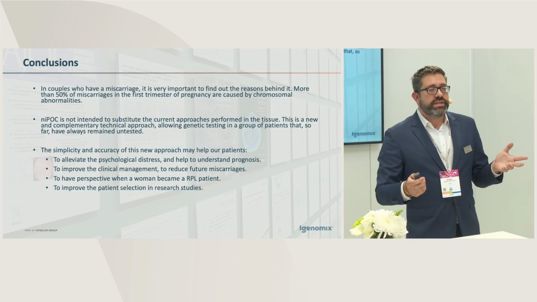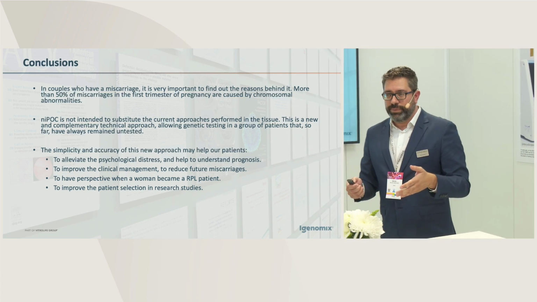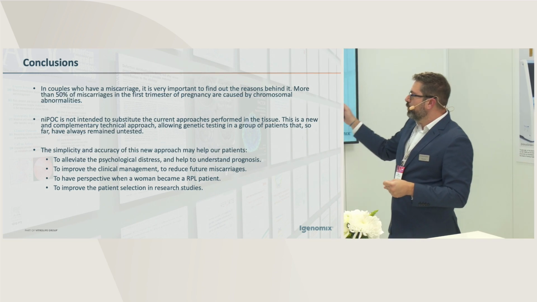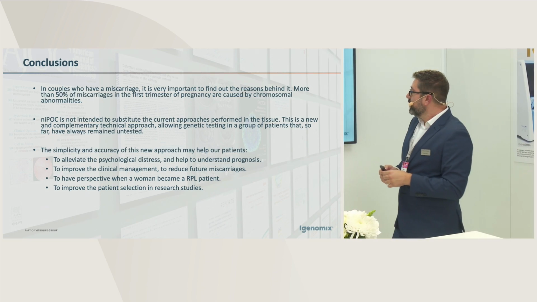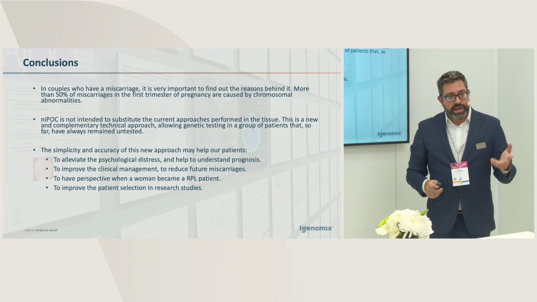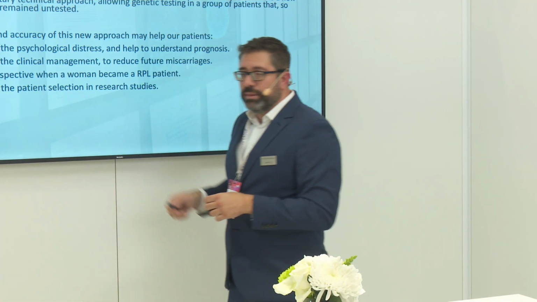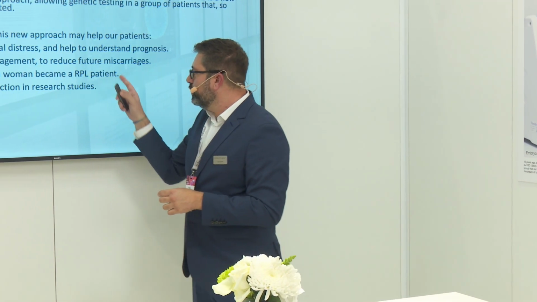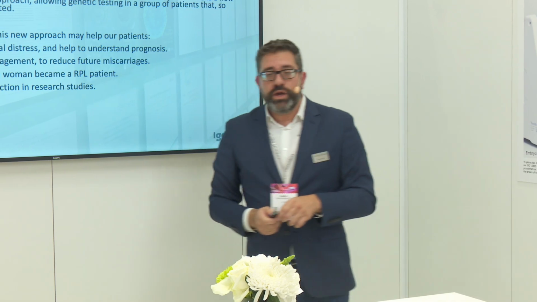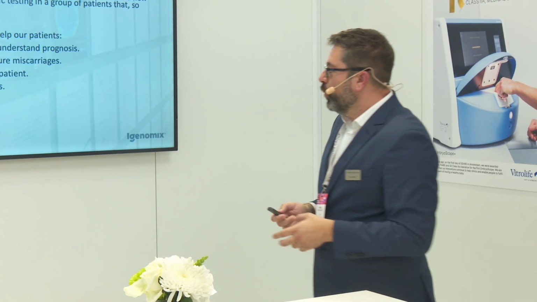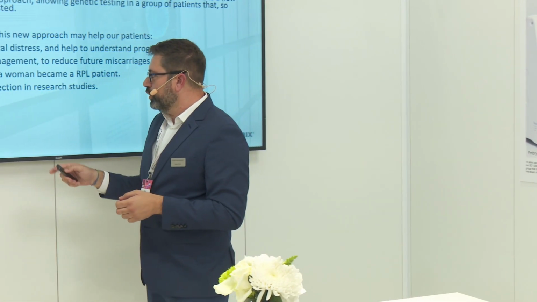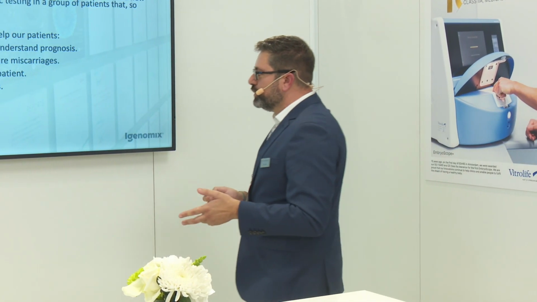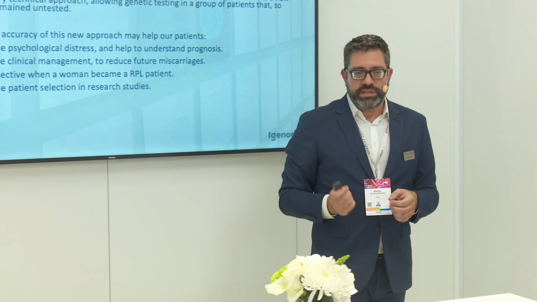And for simplicity, this is liquid biopsy, which is synonymous with simplicity, right? So it's simple, it's straightforward, it's accurate, and this could help our patients to alleviate the psychological distress. We can understand better the prognosis for next attempts. We are improving the clinical management. If we know that this is an aneuploid, we can do something in the next cycle to reduce future miscarriages. Obviously, we are going to create this perspective for patients that become recurrent pregnancy loss patients, and in case you are a researcher or scientist, we are going to improve your patient selection in this kind of studies.